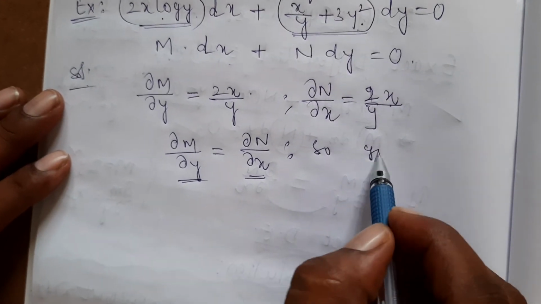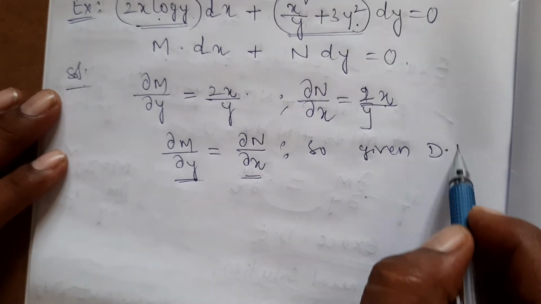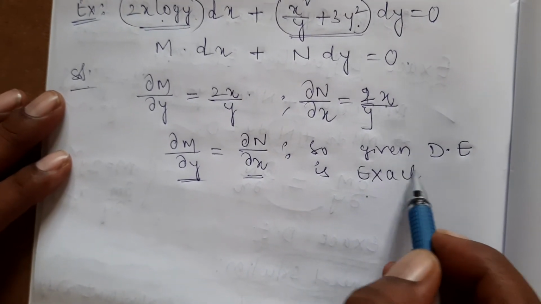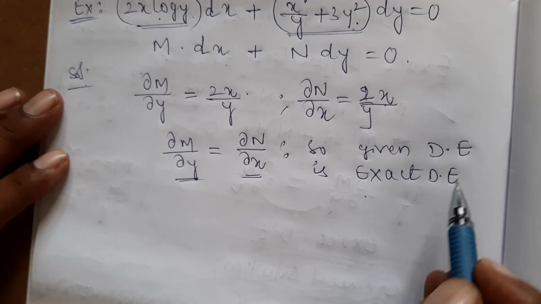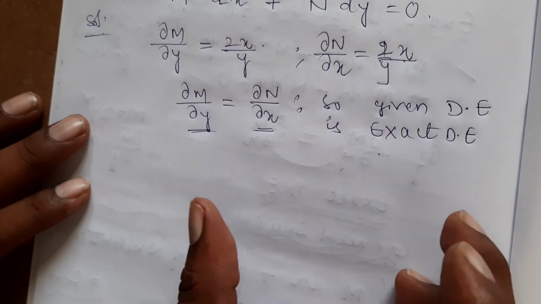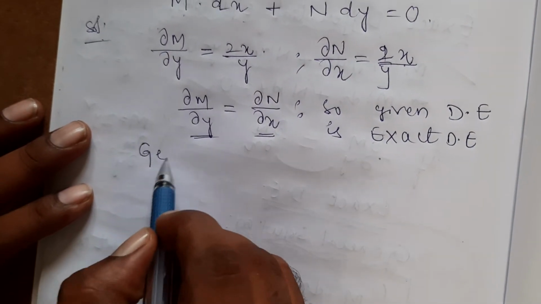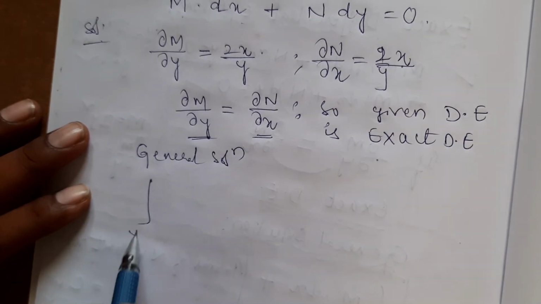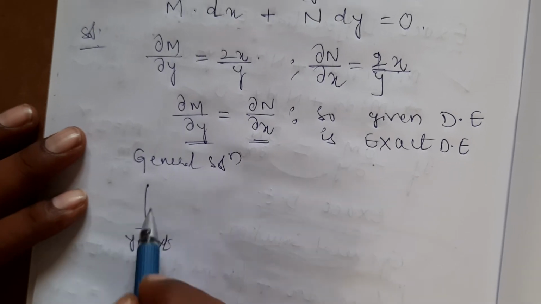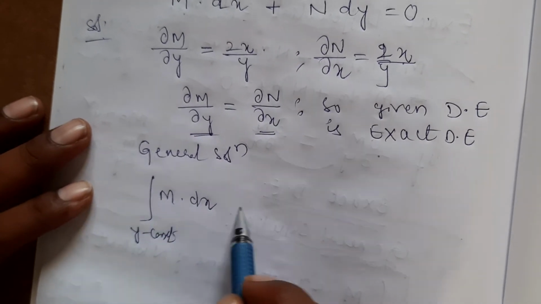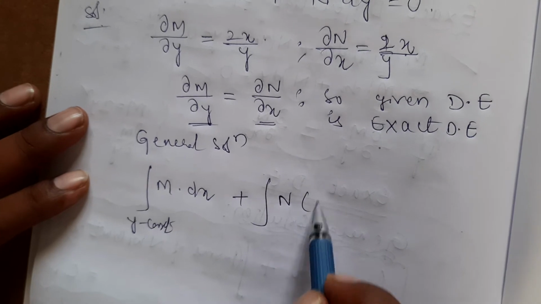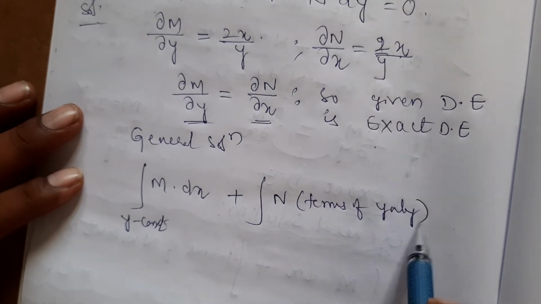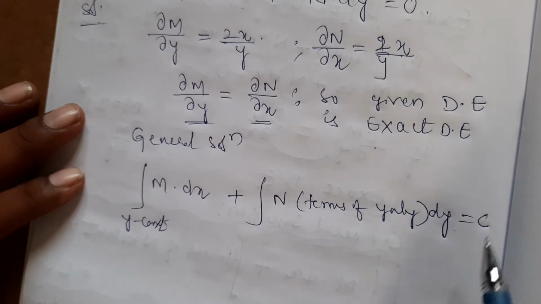So the given differential equation is an exact differential equation. Now for this exact differential equation, how can you find the general solution? Write down the general solution. When writing the general solution, first, treating y as constant, we take integral of m dx, plus integral of the n terms of y only, dy, is equal to c.